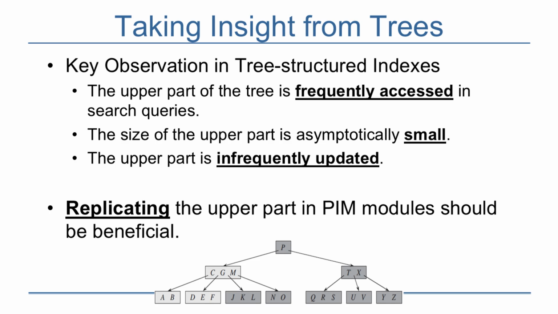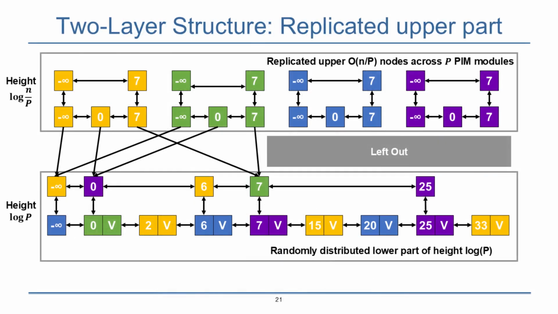This brings our first optimization. We can replicate the upper part in all PIM modules. Recall that each PIM has asymptotically n over p space, so it can store an upper part with such size. The upper part is log n over p levels tall, and the lower log p levels remain distributed. This replication takes linear space.